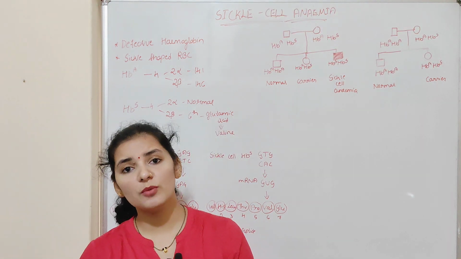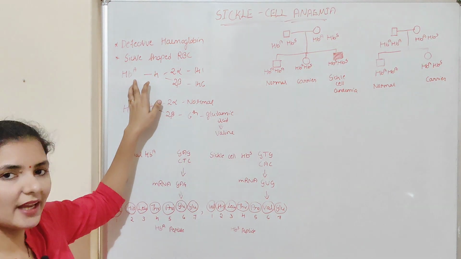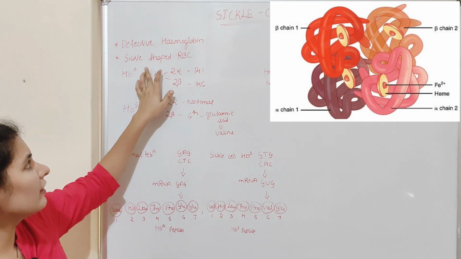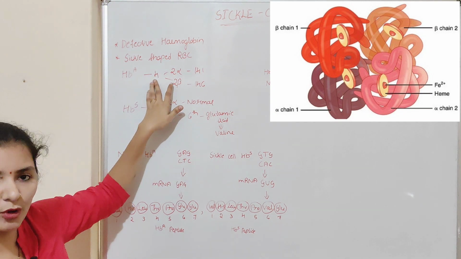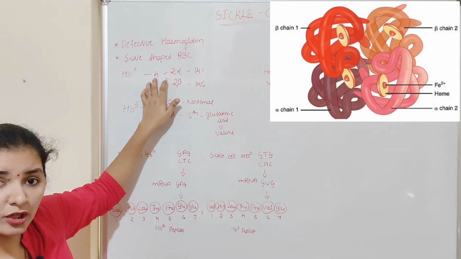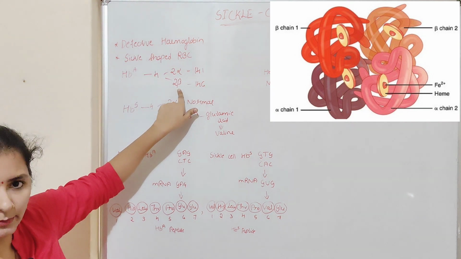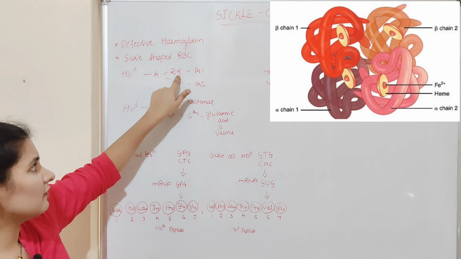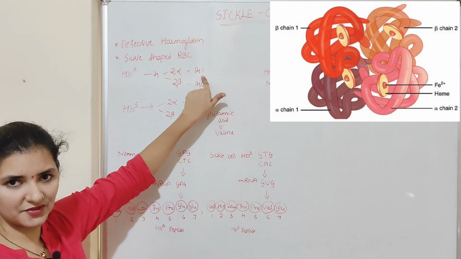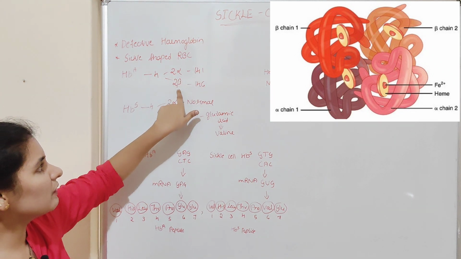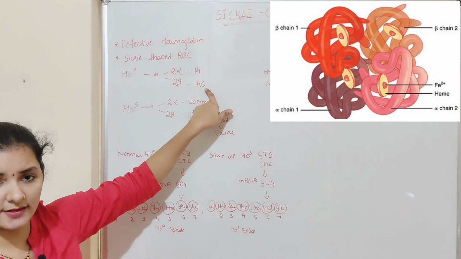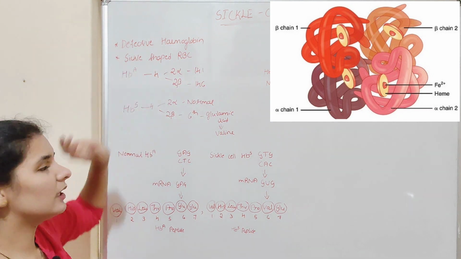Normally, the normal hemoglobin is represented by HbA, and this hemoglobin has 4 polypeptide chains. Out of the 4 polypeptide chains, 2 are termed alpha and the other 2 are termed beta. Each alpha chain has 141 amino acid residues, whereas each beta chain has 146 amino acid residues. So that is a normal hemoglobin.